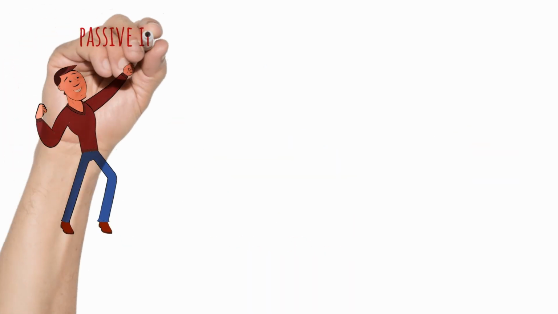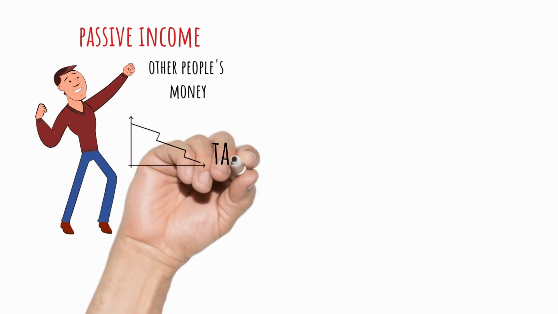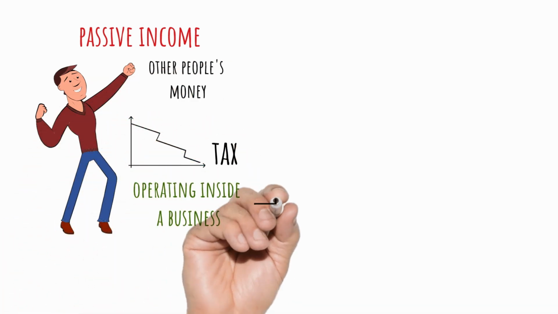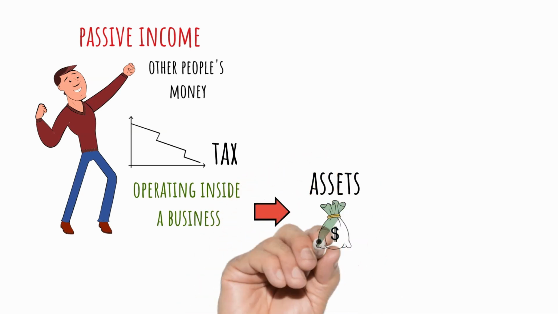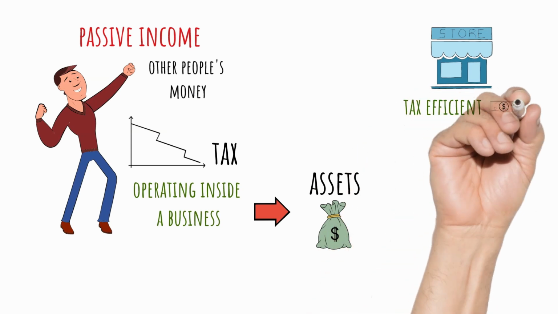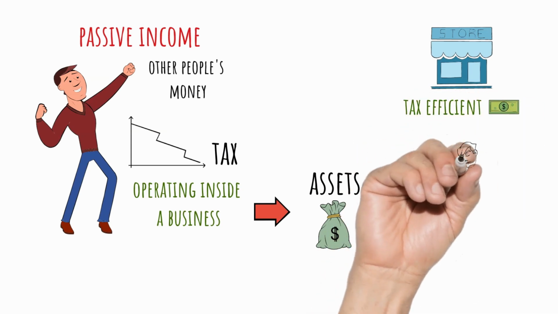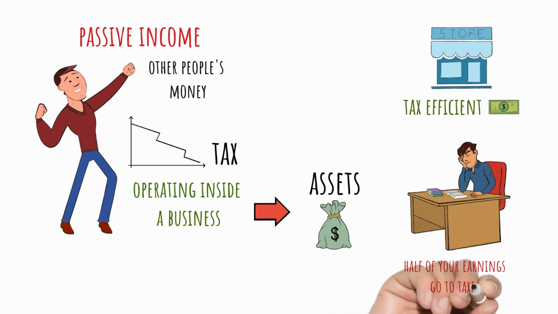When passive income is achieved by using other people's money, it means paying the least amount of tax and operating inside a business, which leads to investing in assets that generate cash flow, which is the key to creating wealth. Operating within a business will make you tax efficient and allow you to keep more of what you earn. A regular job, on the other hand, means that half of your earnings go to taxes each year.